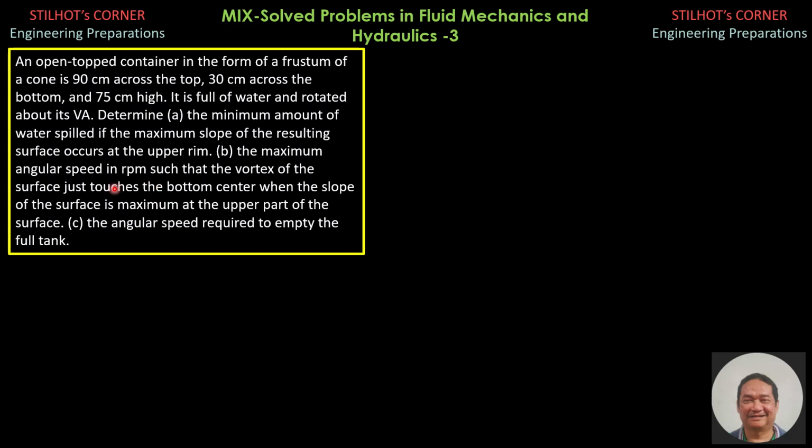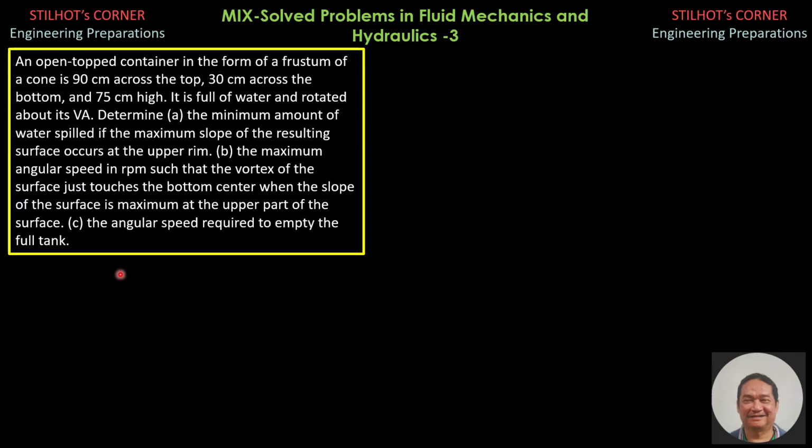Then the maximum angular speed in revolutions per minute such that the vortex of the surface just touches the bottom center when the slope of the surface is maximum at the upper part of the surface. Then the angular speed required to empty the full tank.